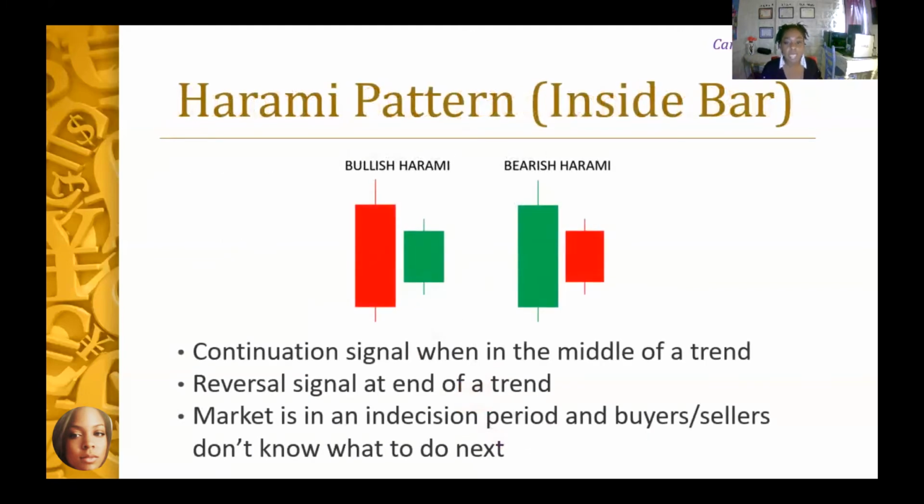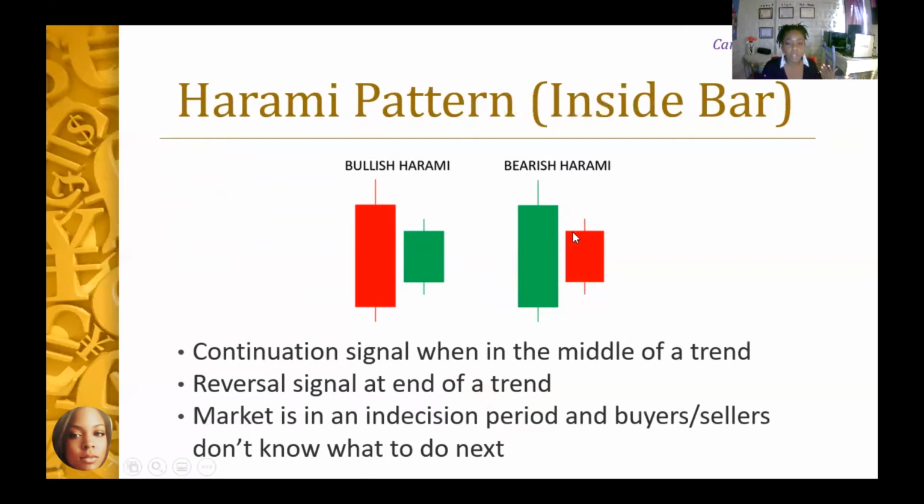Harami pattern, or the inside bar. It can be either bullish or bearish, it just depends on what the second candle is. If the second candle is green, obviously it's bullish. If the second candle is red, obviously it's bearish. It's a continuation signal. When you see this in the middle of an uptrend, the bullish Harami, then it's going to be a continuation. It's telling you we're about to continue the trend going up.